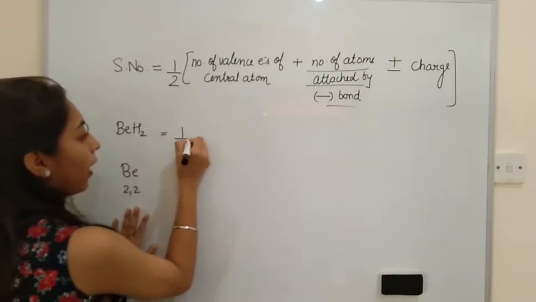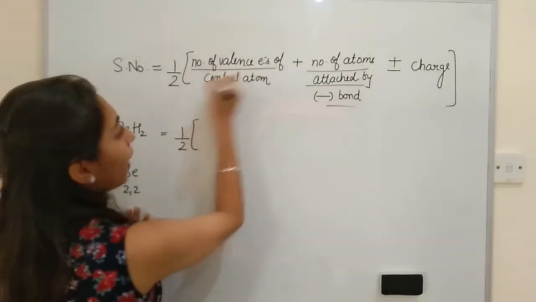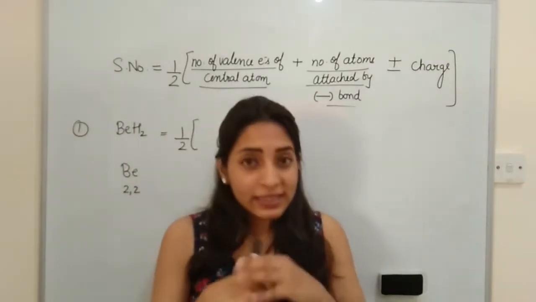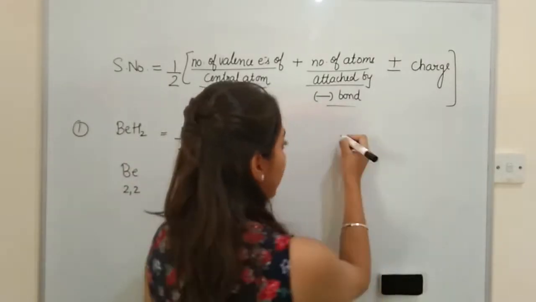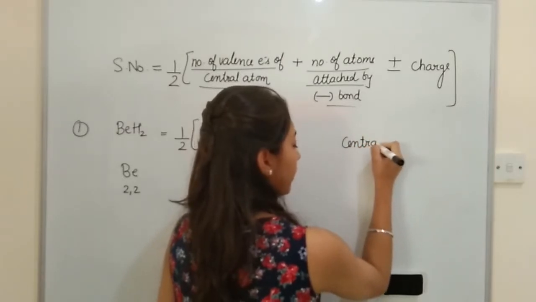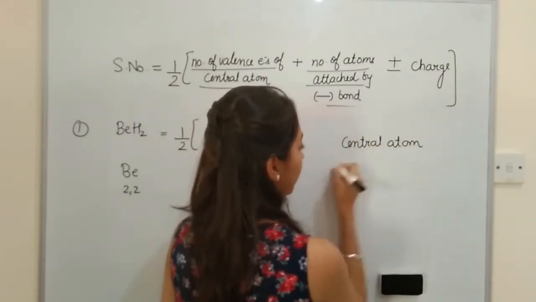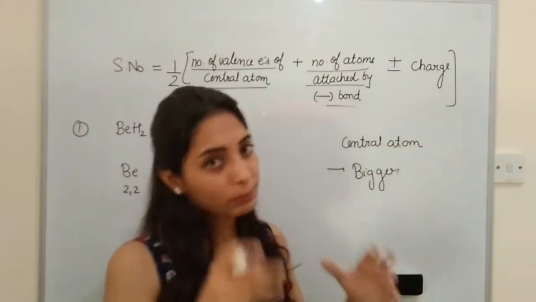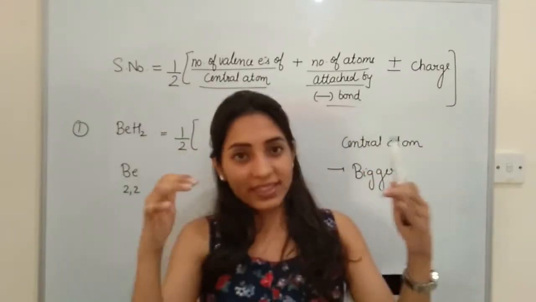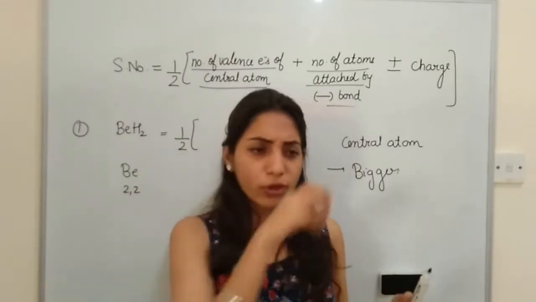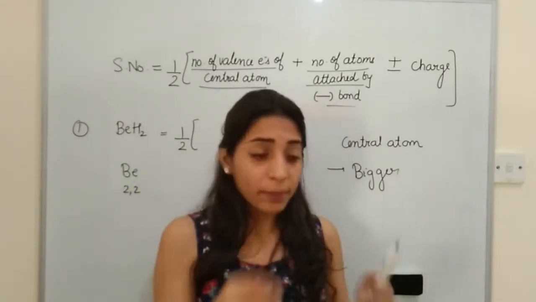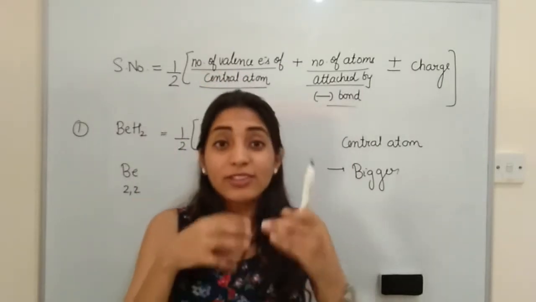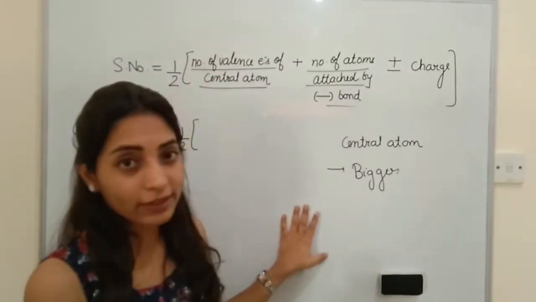So half number of valence electrons of central atom. By the way, what do we mean by central atom? Central atom is generally the one which is, point number 1, bigger in size. The one which is bigger atom will be the central atom. Like for example, there is an elephant. I can make 2 or 3 mice sit on that elephant, right? But I cannot take one mouse and make 2, 3 elephants sit on him. Obviously, right? So the elephant will be the central atom.